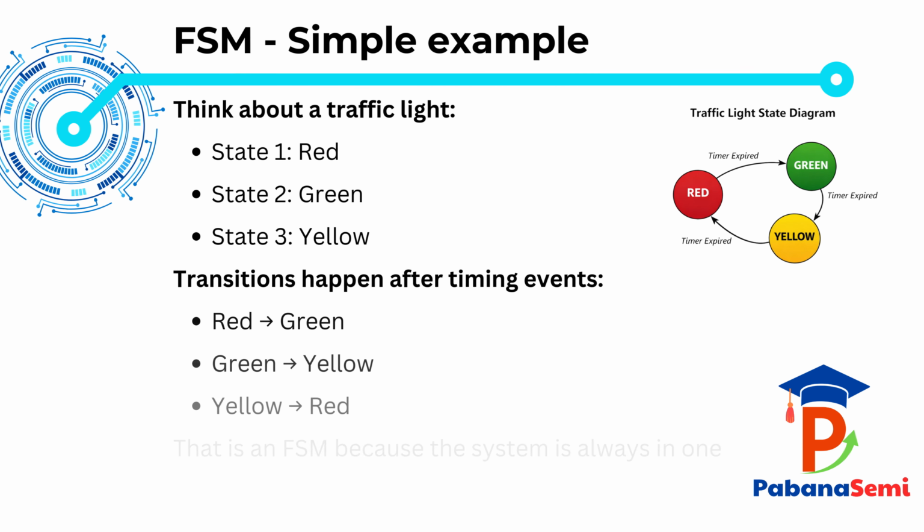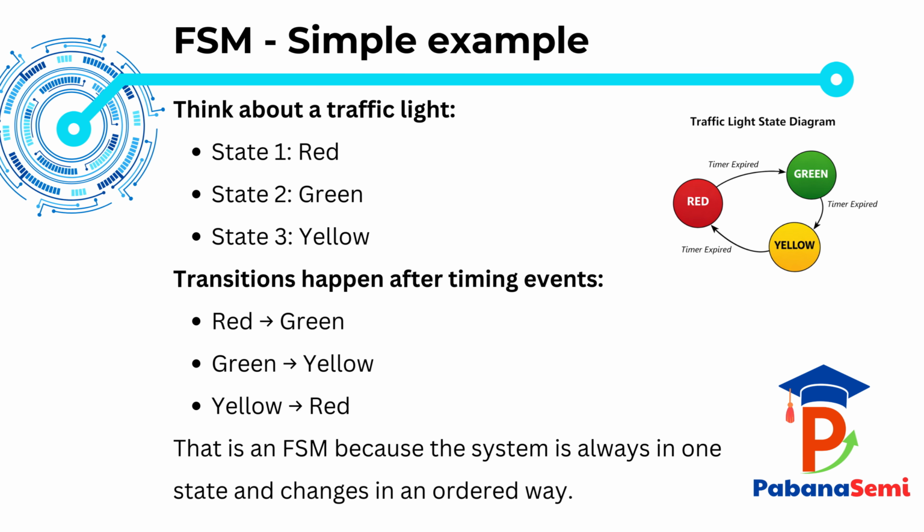To understand a finite state machine in a simple way, think about a traffic light. A traffic light does not behave randomly. It moves through a fixed set of states in a specific order. The first state is red. The second state is green. The third state is yellow. So at any given moment, the system is in only one state.